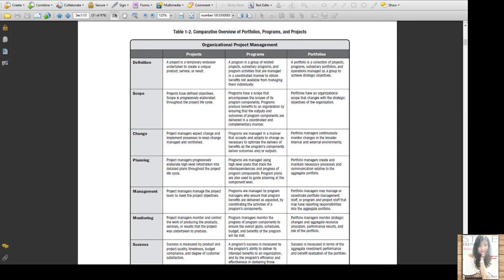Information, portfolio management, see standard for portfolio management. So 1.2, 1.3, operation management. What is operation management?